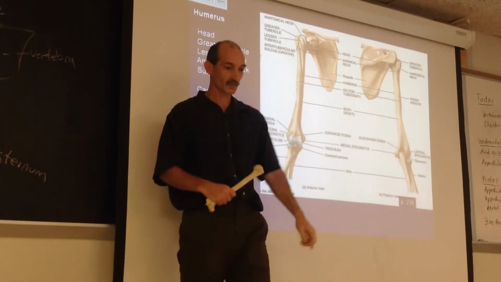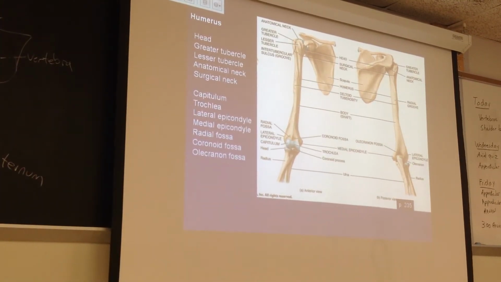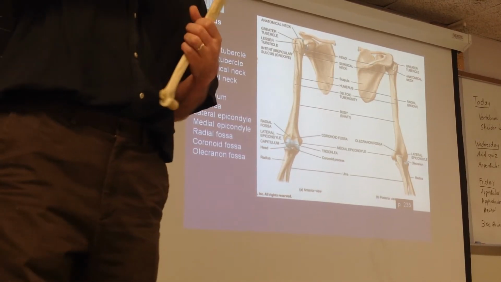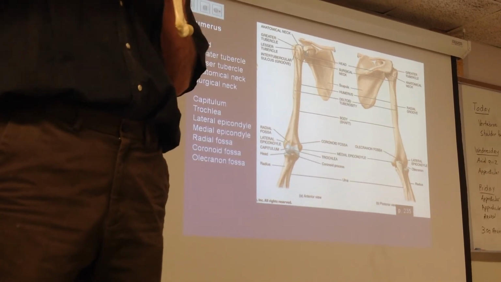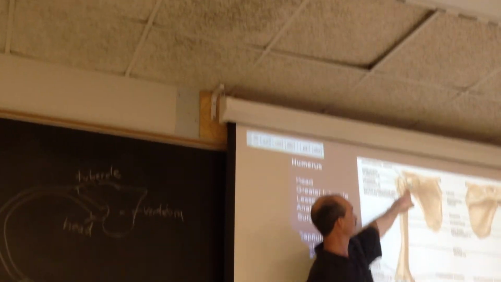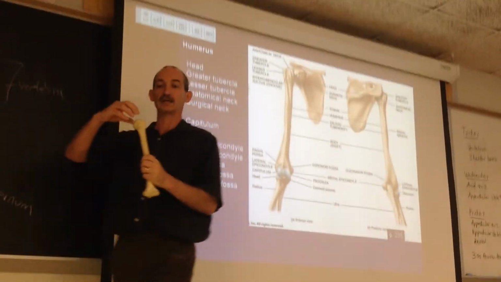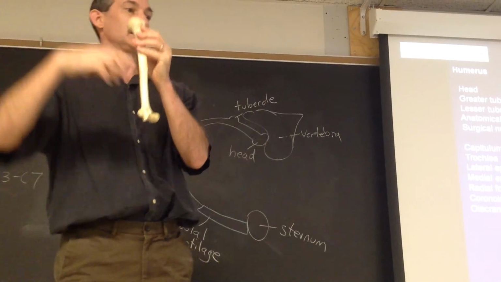We have two necks on your list that you have to know, the anatomical neck and the surgical neck. Necks are constrictions. There's a constriction between your head and your shoulders. That's your neck. The anatomical neck is this constriction between the head and the tubercles. We can see this by this dotted black line here showing this constriction. There's a little constriction. That's the anatomical neck.